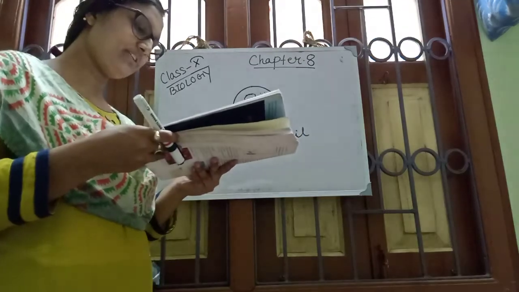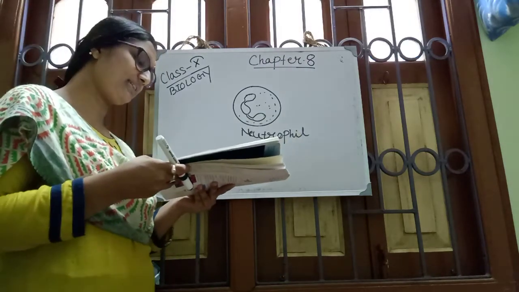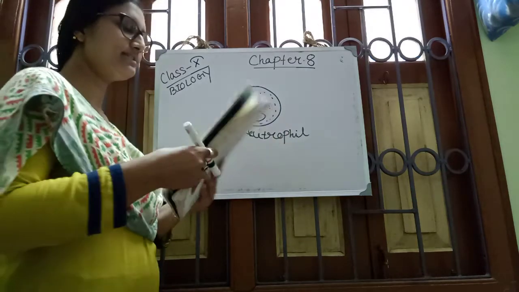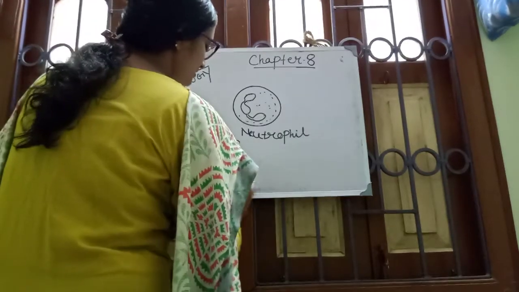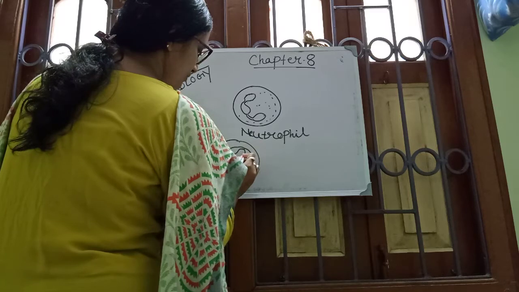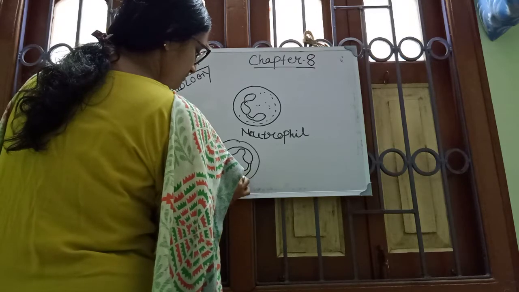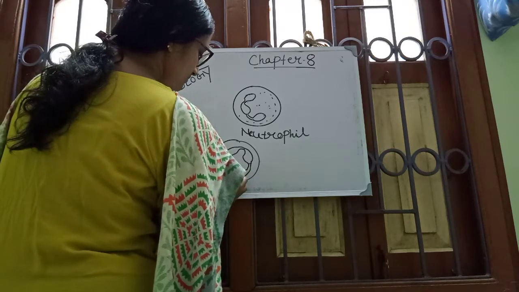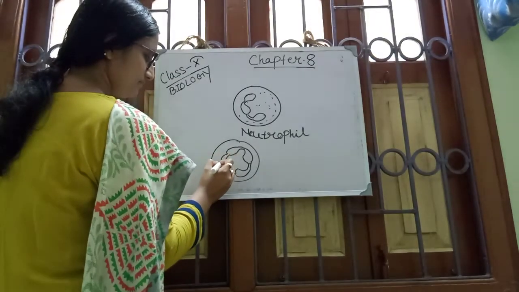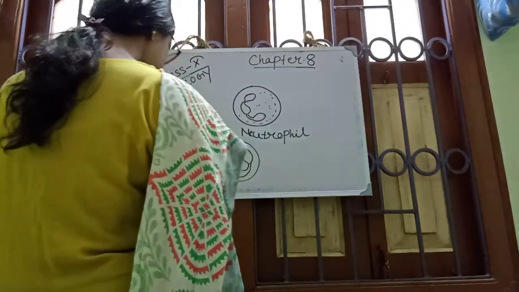And the basophil. Basophils are found at only 0.5%. Basophils are slightly smaller than neutrophils, and the nucleus is indistinctly lobed. Indistinctly lobed means the lobes are joined, like this. This is the basophil, which is slightly smaller than the neutrophil.